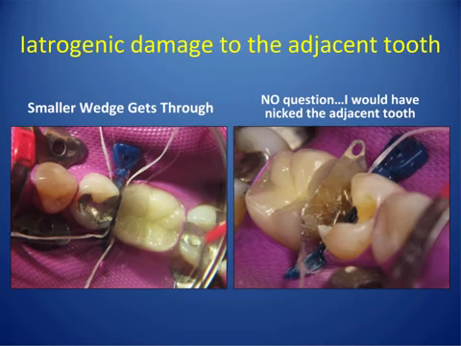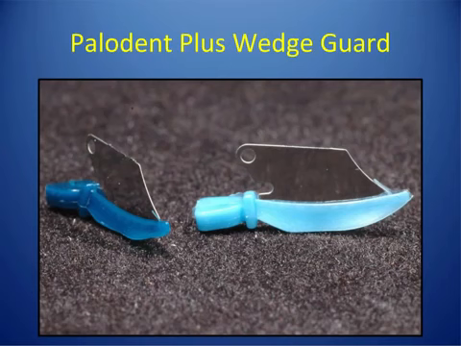Here's a good look at those Palodent Plus wedge guards. We'll talk a bit more about the wedges, but really an excellent design here, allowing the anatomy of the flexible wedge really to stabilize that wedge guard, and again, the positioning of that wedge guard against the adjacent interproximal surfaces to allow us to work not only with more confidence and speed, but obviously with a better predictive outcome for the patient, in that we have a very low probability of iatrogenic damage to the adjacent teeth.